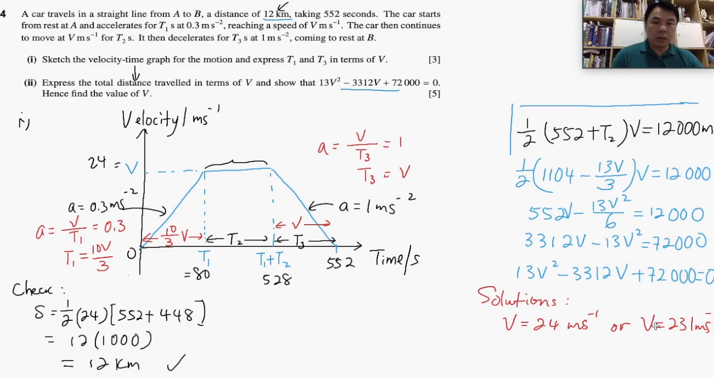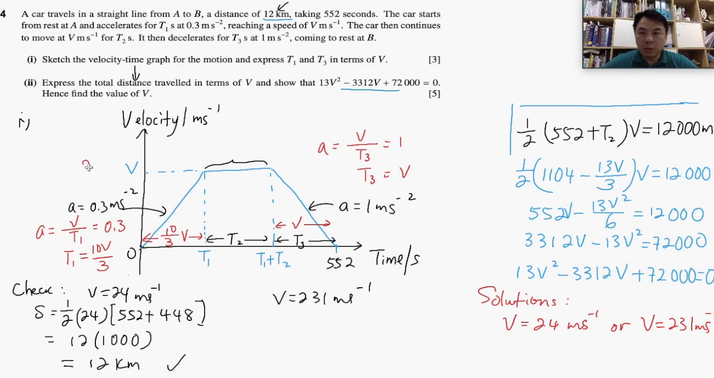Then next, you can always check using V equal to 231. No? So this is for V equal to 24. Now we're going to check for V equal to 231 meter per second. Okay, let's check whether it makes sense in this case. Just let me clean up the numbers there so that we can work with 231. So let's assume that this time we have 231 instead. Okay, and then we know that this is 231, so 231 here.